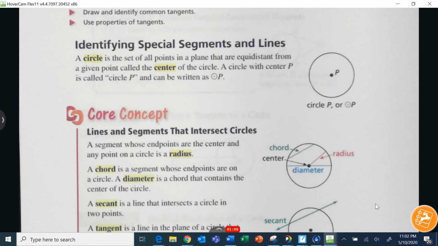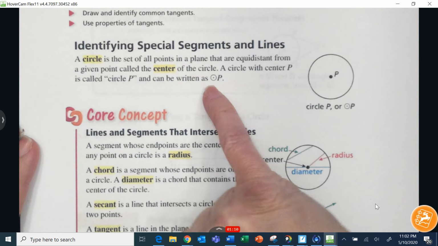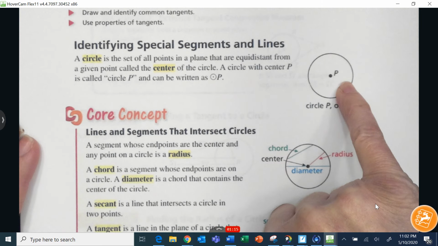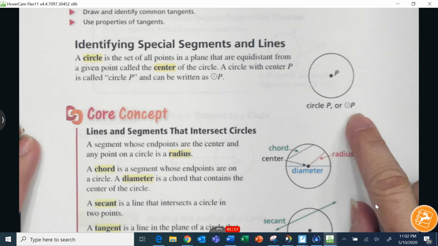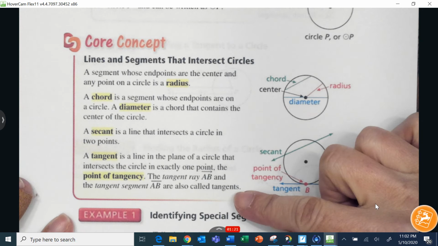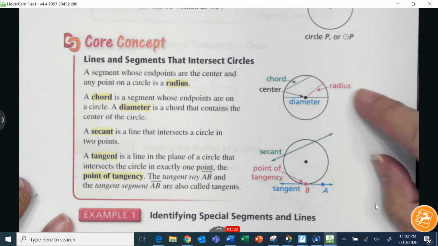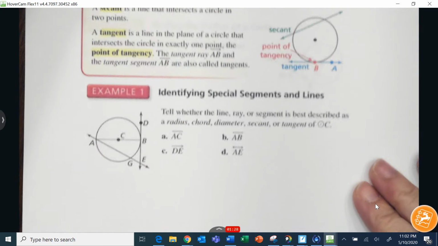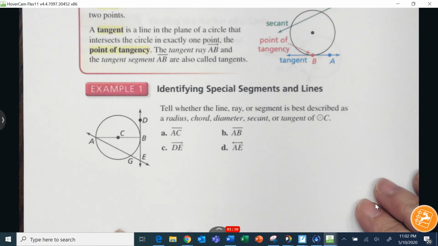When we draw a circle and we talk about a circle, they'll usually put a little circle symbol and then always label the circle by whatever point the center point is. So this is circle P. Here are some of those definitions, which are in your notes. We also have pictures describing each of these. We're going to start with identifying special segments and lines.